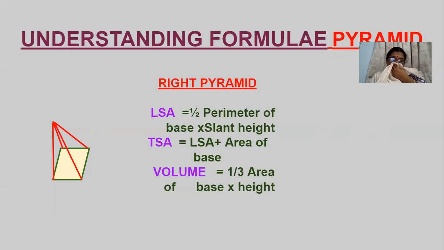Why 1/3? Because the pyramid's volume will be 1/3 of a cube's volume. The cube volume will be area of a base into height, that is a cube. Here the area of a base into height, and 1/3 of the cube volume.